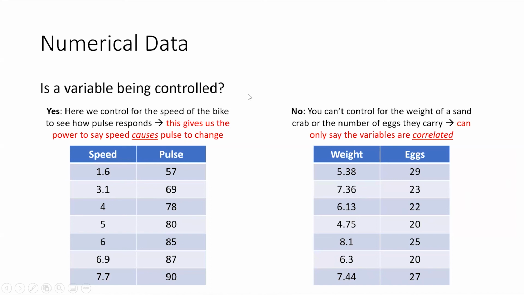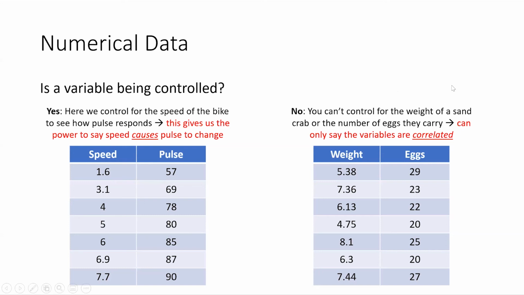The big question when we're looking at data like this is, is one of the variables being controlled? If one of the variables is being controlled, then we actually have the power to say that something is being caused. So here we control for the speed of the bike to see how the pulse responds. And this gives us the power to say that speed causes pulse to change, because I'm controlling this to see how this responds. If neither of the variables are being controlled, then we don't have that power. We can only say that two variables maybe change together. They're correlated to each other.